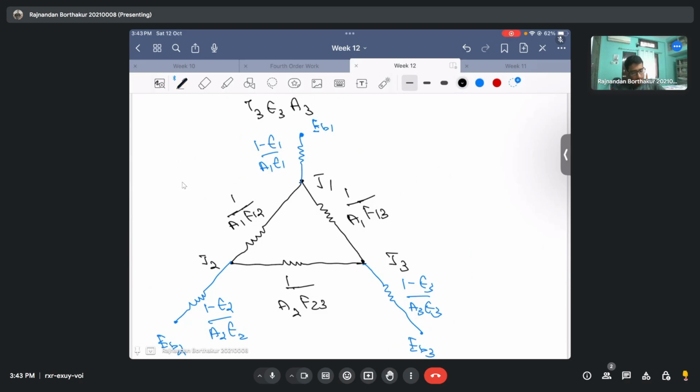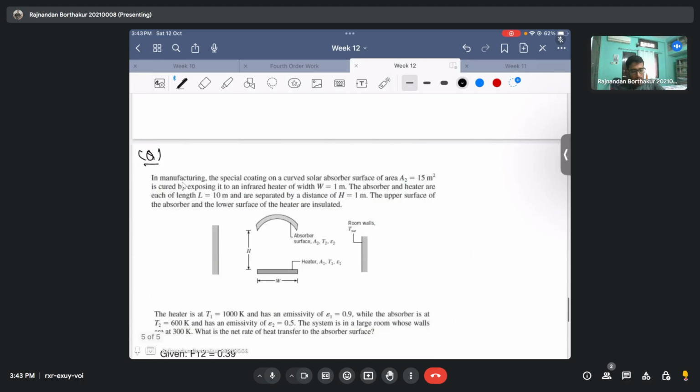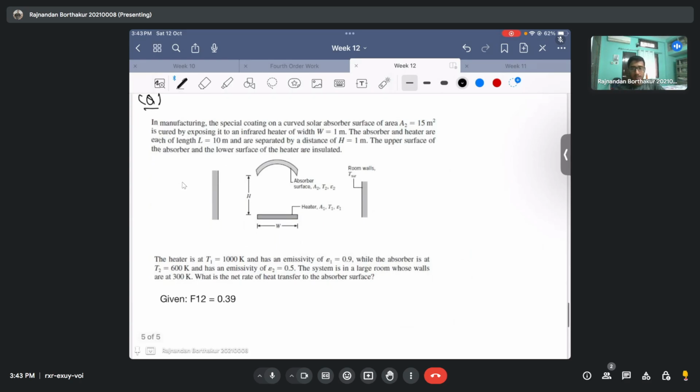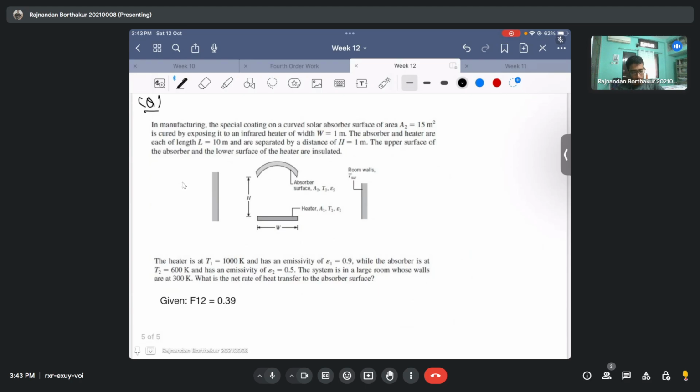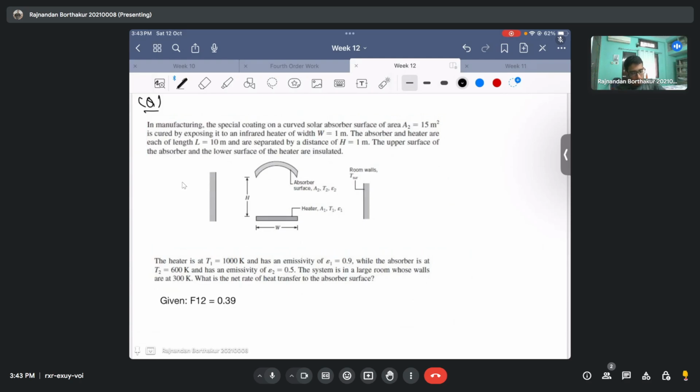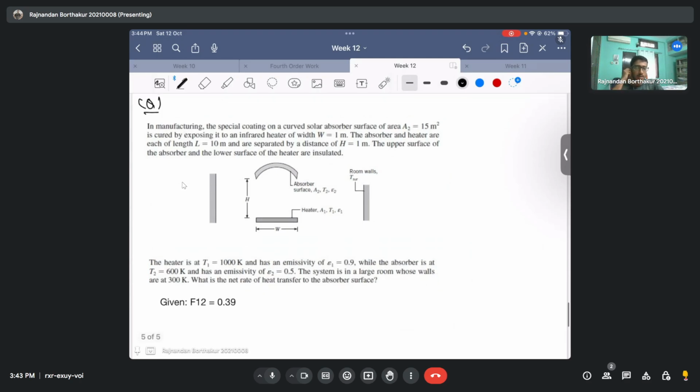Okay, if no questions, now what we will do is solve an important problem. I say it's important because it's a real-life, or rather real-world problem, which we will solve using radiation network analysis. So I pose the problem here. I think you can see it from your screen. Please go through the problem once, and then I will subsequently show you how to approach this problem.